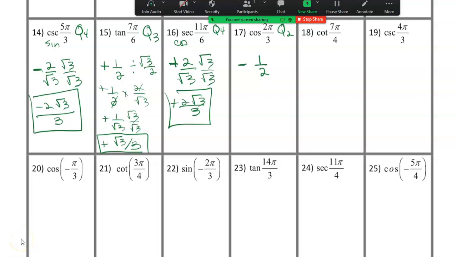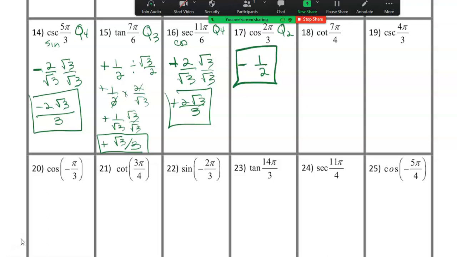So I apologize, we had some connectivity issues, but I think we're good. So I think I was on 17 when things dropped off. So I said it was in quadrant 2. It's cosine, so I know it's going to be negative because in quadrant 2 only sine is positive. So put down your negative and then go to your unit circle and go to positive pi over 3 and grab the cosine value, which is 1/2, and so then you have negative 1/2, and that is your answer.